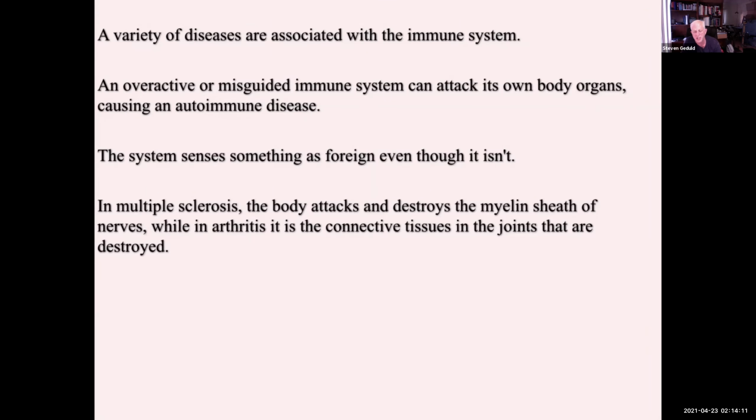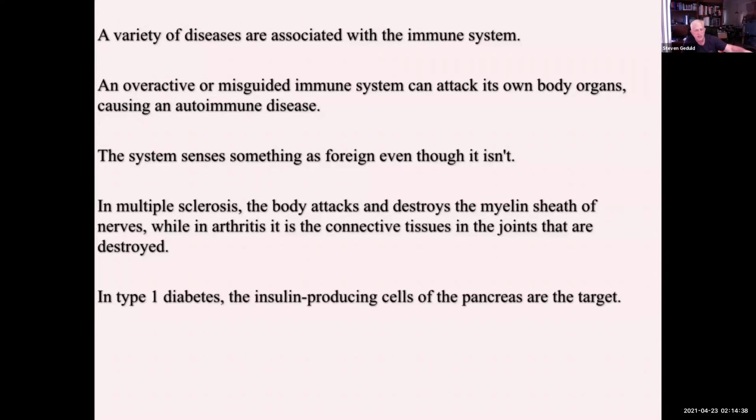So multiple sclerosis affects the sheath, so your nerve impulses don't travel as quickly as they used to. So your coordination becomes extremely hindered, okay? Because your nerve impulses don't travel quick enough to get to the brain. Arthritis destroys the connective tissue in the joints that allows you to bend and move your fingers without pain or discomfort. It keeps the bone from grinding on each other. Okay. Type 1 diabetes. Insulin-producing cells of the pancreas are the target. Okay, your body destroys the insulin-producing cells, so your body cannot produce insulin in response to food.